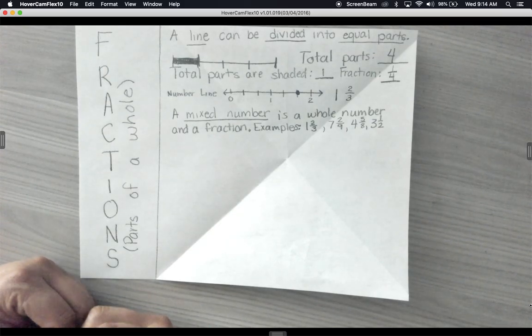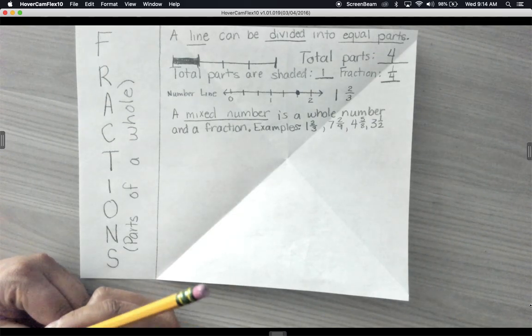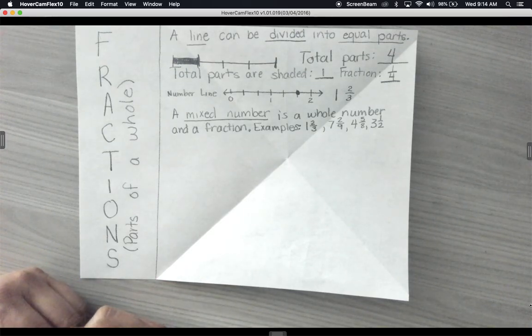All right, so we'll leave it at that. When we come back from PE, we'll pick up where we left off.